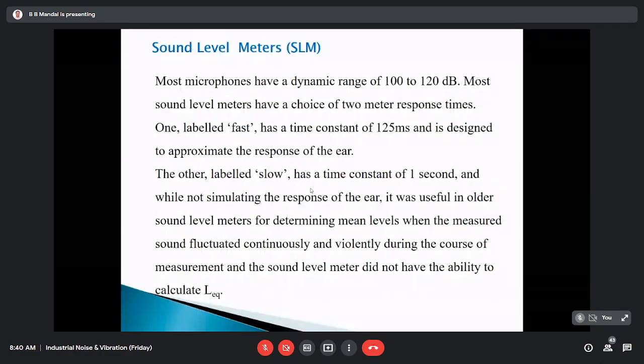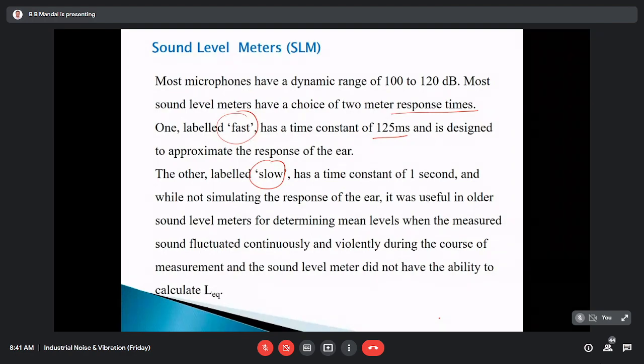Now, as I have told you, we have a very wide dynamic range, 100 dB to 120 dB nowadays. And we have two response times. This is very important, the response time. One is fast. You will see in the sound level meter we have a fast option and a slow option. The fast option has a time constant of 125 milliseconds and is designed to approximate the response of the ear. That means a time variation of 125 milliseconds can be detected by the ear. Otherwise, if there is a change in between, it cannot be differentiated.